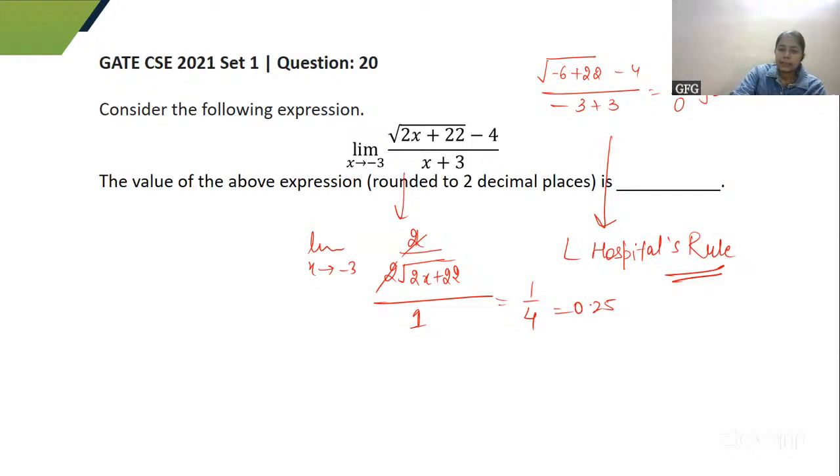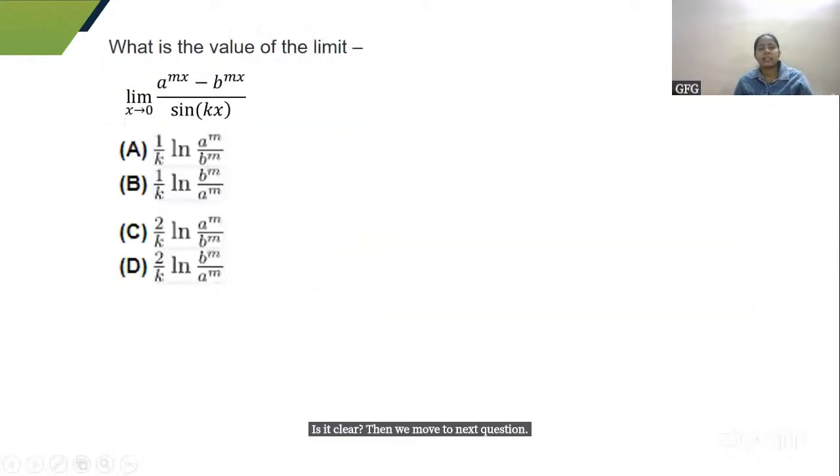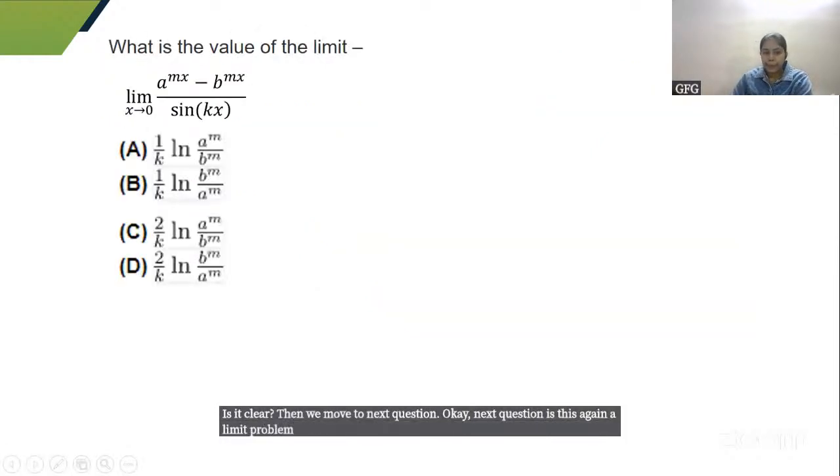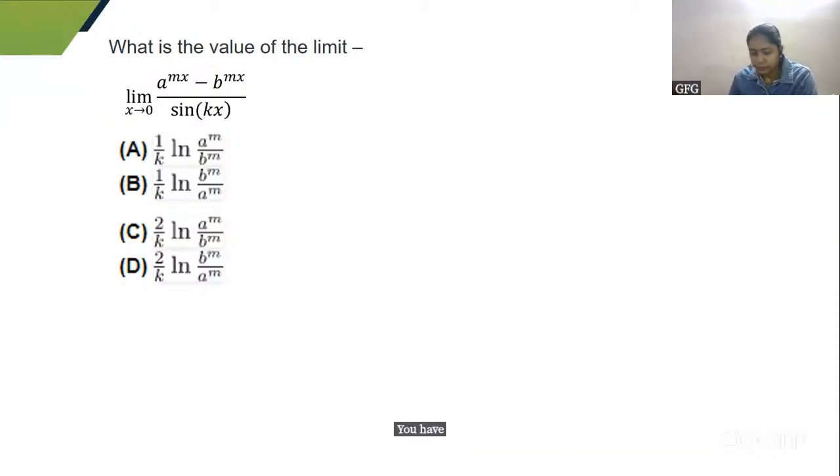Right? Is it clear? Then we move to the next question. Okay. Next question is, again, a limit problem. They're asking to find out the limit as x approaches 0 of a to the power mx minus b to the power mx upon sine kx. You have to find out the limit value.